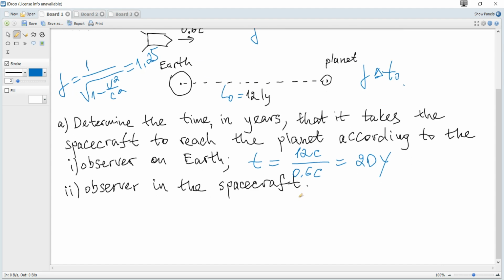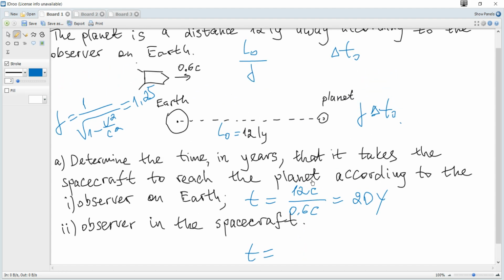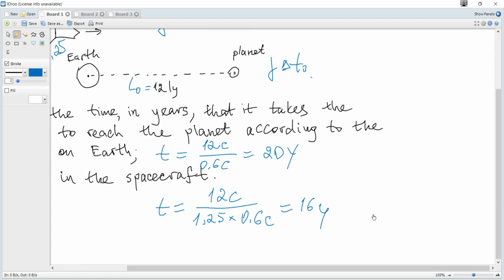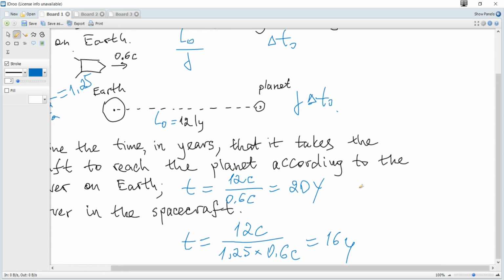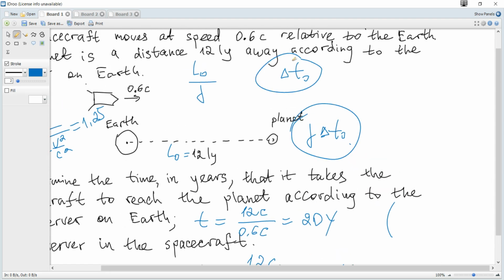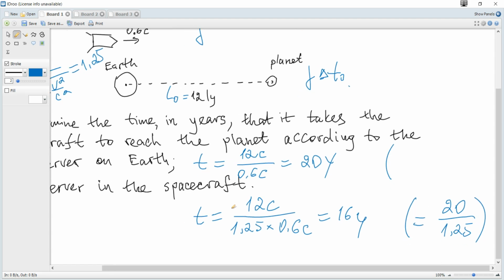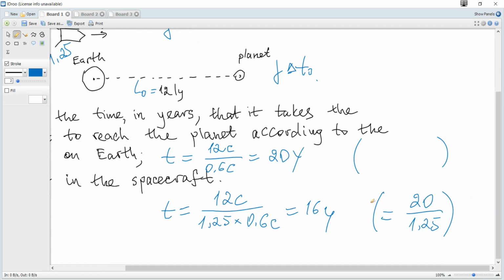And relative to the observer in the spacecraft, it can be calculated as distance relative to the spacecraft. It's 12c divided by 1.25 and also divided by speed, and it becomes 16 years. And also you can see that time relative to the Earth is the dilated time, and time relative to the spacecraft is the proper time. So this time can be calculated as 20 divided by gamma, because we need proper time, and relative to the Earth we need the dilated time, and it's 16, proper time multiplied by gamma.